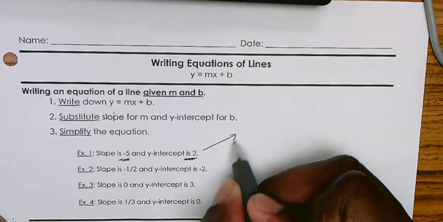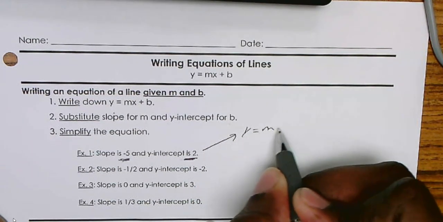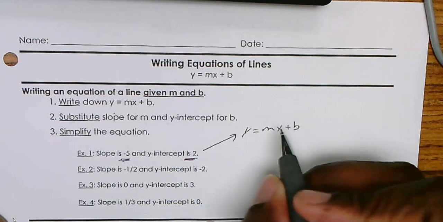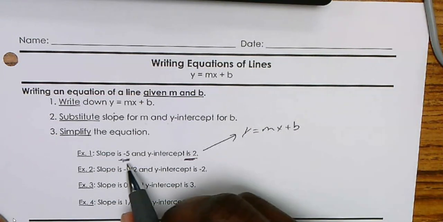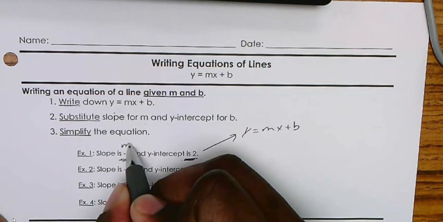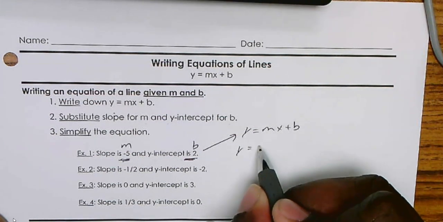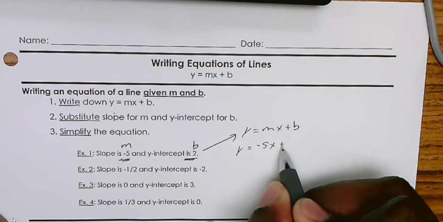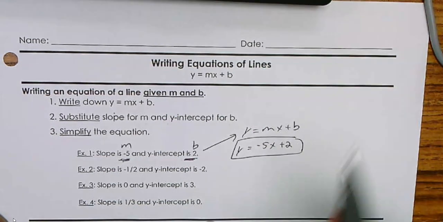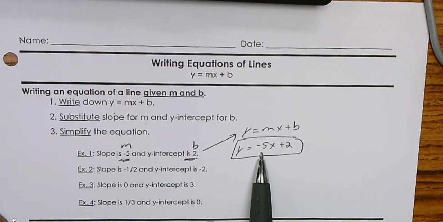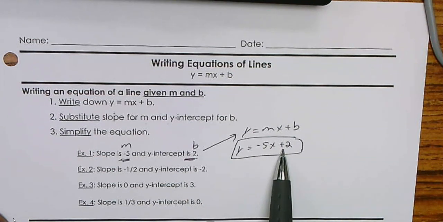So given this, I'll first write y equals mx plus b. Then I'll decide what m is. Here, they said m is -5, b is 2, because my slope was -5, which means m, and my y-intercept was 2, which means b. So when I substitute that, it's going to be -5x plus 2. So that would be the equation with a slope of -5 and a y-intercept of 2.